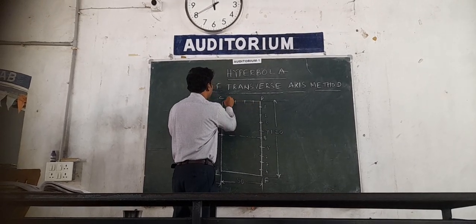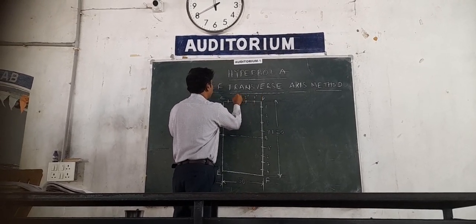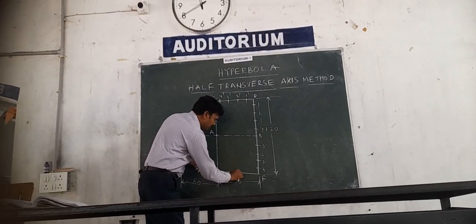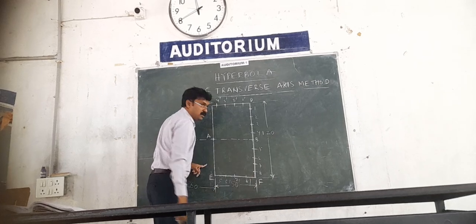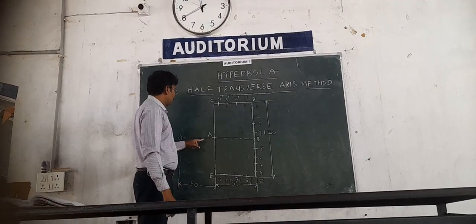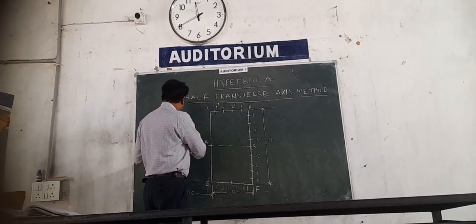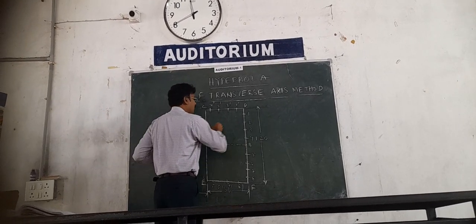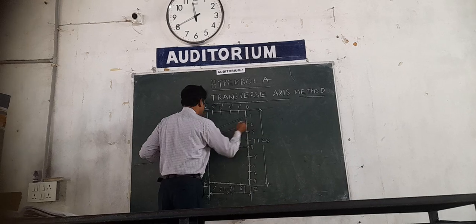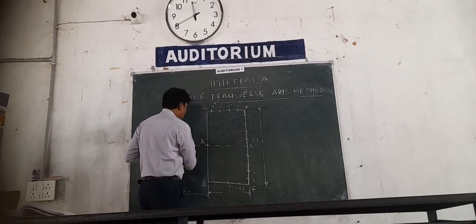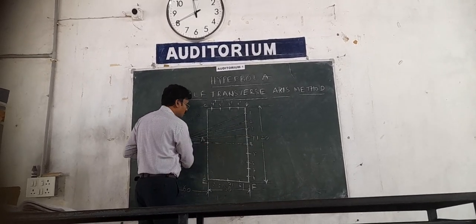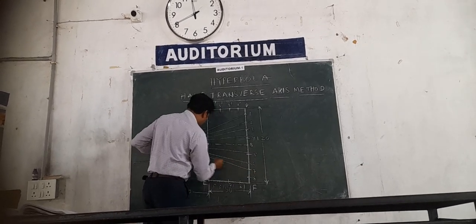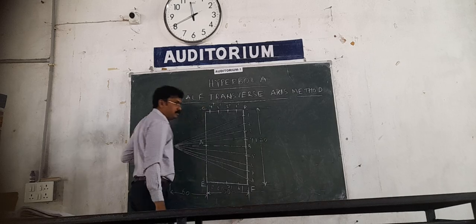1, 2, 3, 4 means 1 dash, 2 dash, 3 dash, 4 dash. Again 5 dash, 6 dash, 7 dash, 8 dash. Now draw the lines joined: O to 1, O to 2, O to 3, O to 4, and O to 5, O to 6, O to 7, and O to 8.